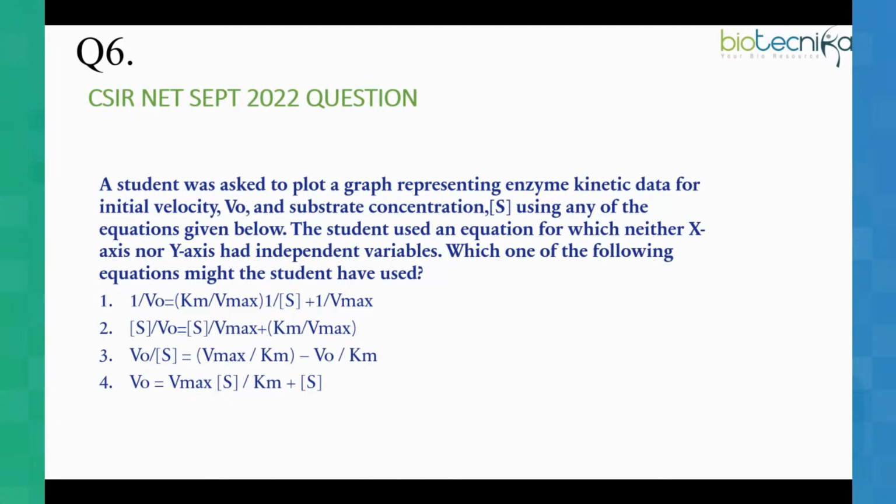Next, September 2022 exam. A student was asked to plot a graph representing enzyme kinetic data for initial velocity and substrate concentration using any of the equations given below. The student used an equation for which neither the x-axis nor the y-axis should have the independent variable. So generally for enzyme graphs, what do we have on the x and y axes? First of all, what graphs do we have? We have the Michaelis-Menten graph, in which we have the velocity and the substrate. That is a rectangular hyperbola.